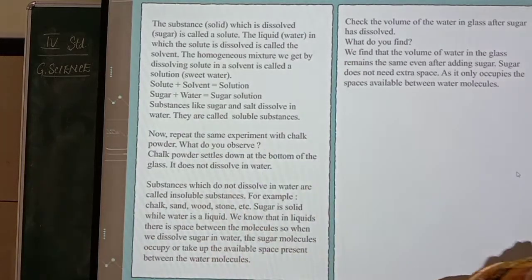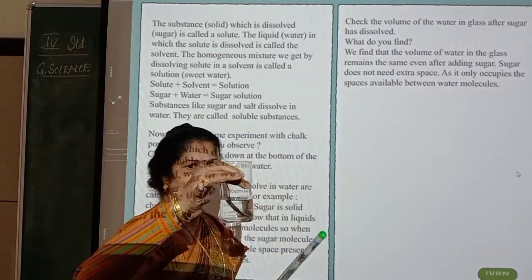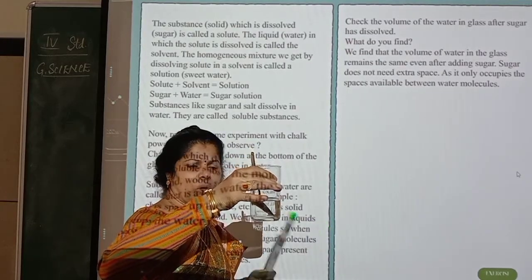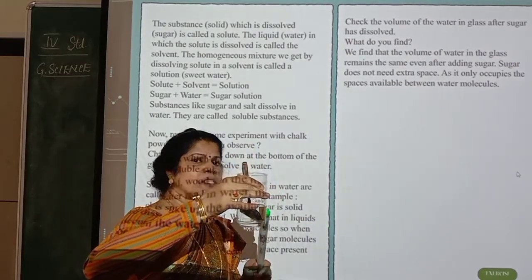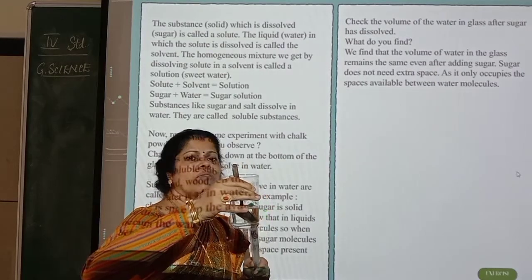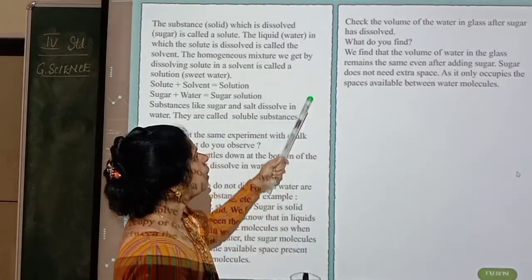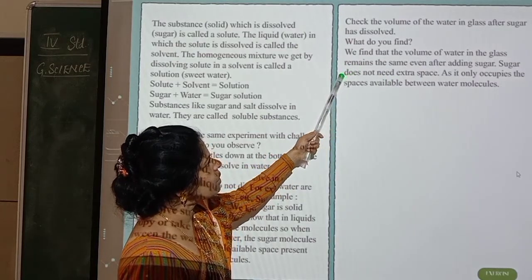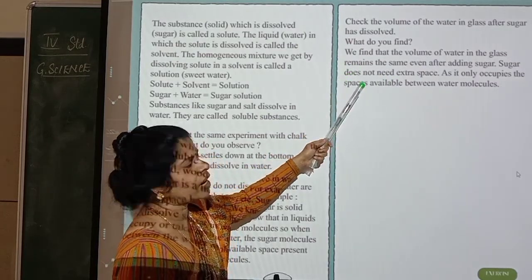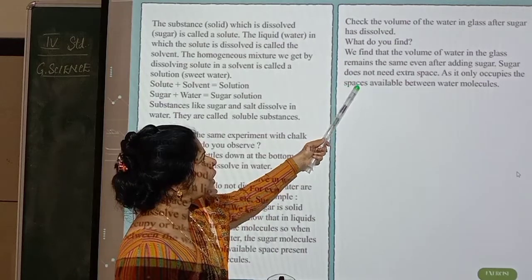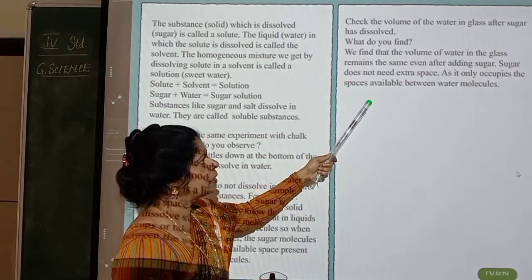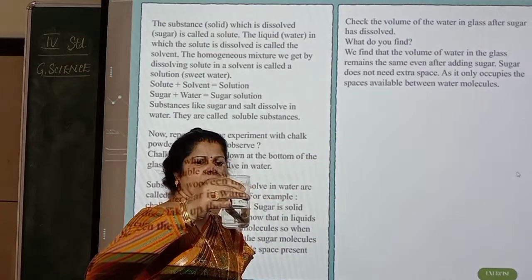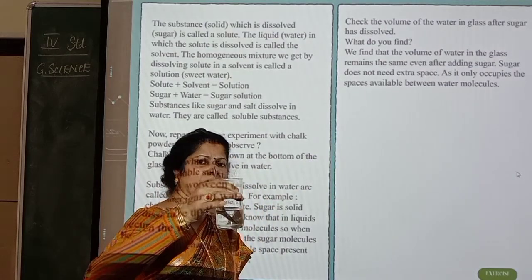So when you add sugar to this, what is happening to the volume of water? Volume of water remains the same. Why? Because the molecules of sugar have occupied the space between the molecules of water. Okay. So what do you find? We find that the volume of water in the glass remains the same even after adding sugar. Sugar does not need extra space as it only occupies the spaces available between water molecules. So the volume remains the same. There is no change in it.